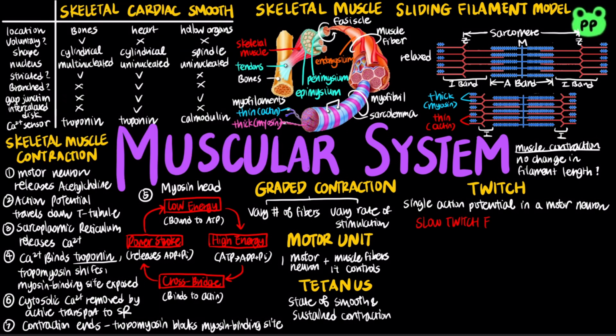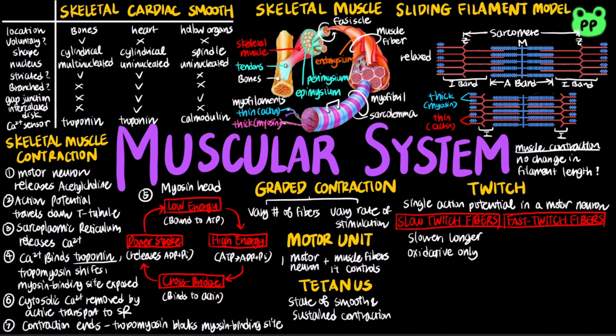There are two main types of skeletal muscle fibers. Slow twitch fibers contract more slowly, but sustain longer contractions. They are all oxidative, whereas fast twitch fibers contract more rapidly, but sustain shorter contractions. They can be either glycolytic or oxidative. Most skeletal muscles contain both slow twitch and fast twitch fibers in varying ratios.